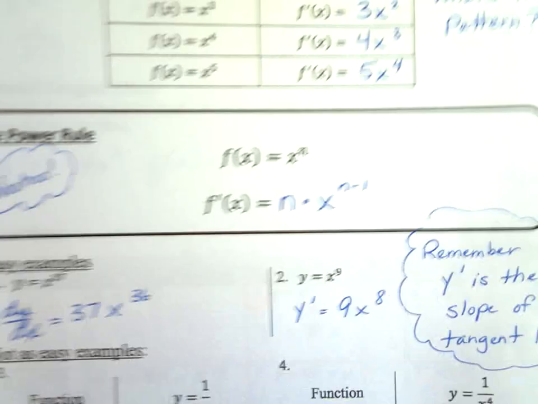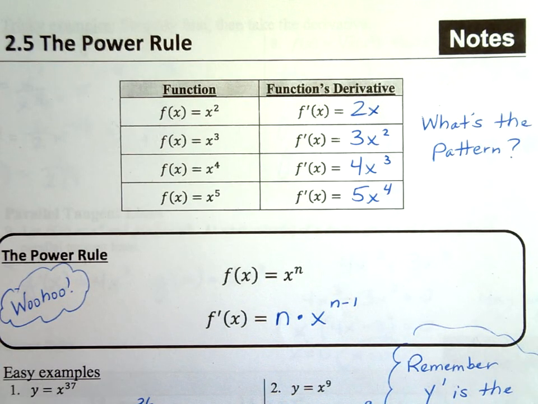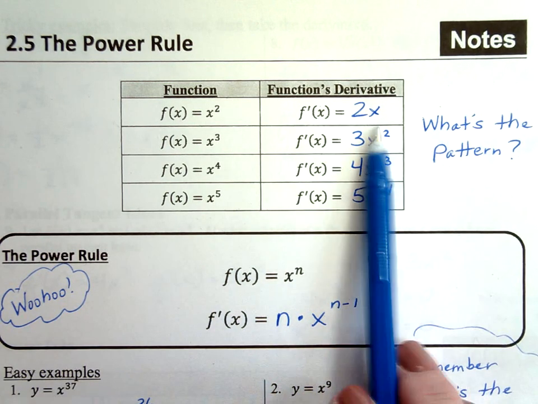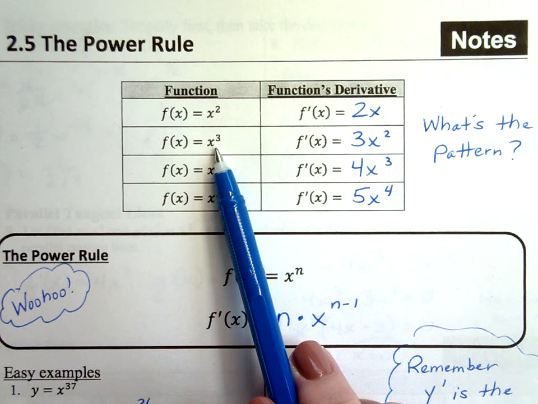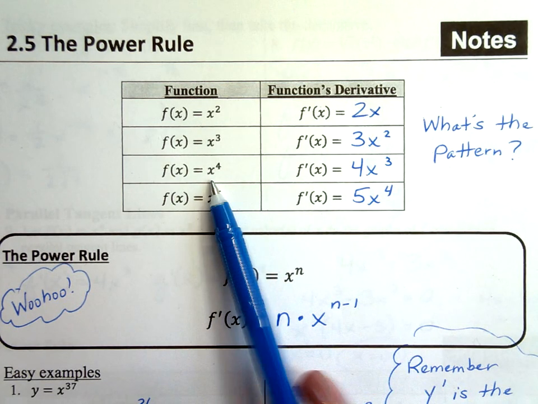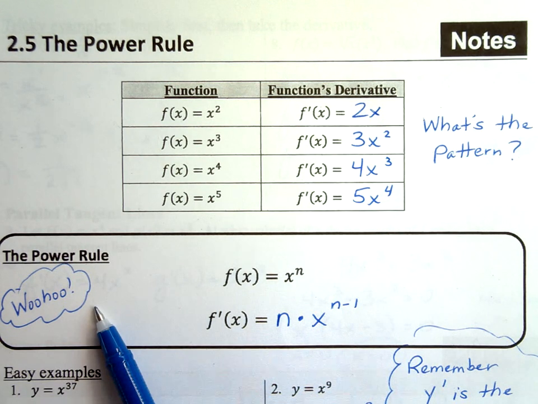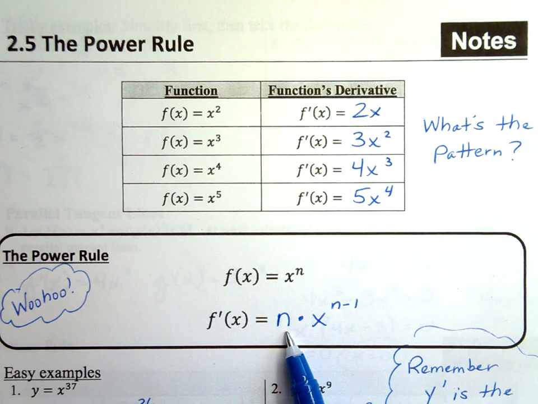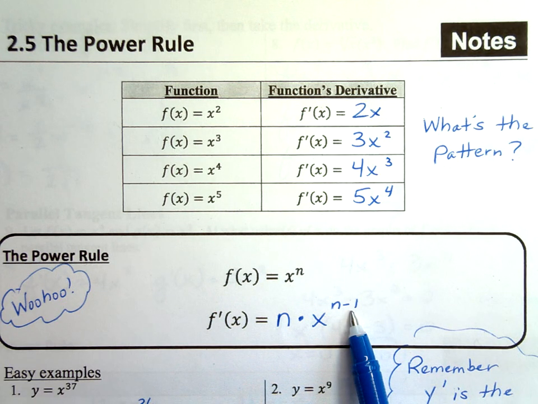All right, so here's the notes for section 2.5, the power rule. I kind of gave you the intro on this whole thing. If you're x squared, you're 2x, and we just did all the work for that. If you're x cubed, you're 3x squared. If you're x to the fourth, you're 4x cubed. If you're x to the fifth, you're 5x to the fourth. Woohoo, it's the power rule. It says bring the power down in front and multiply it by the variable to one less power.